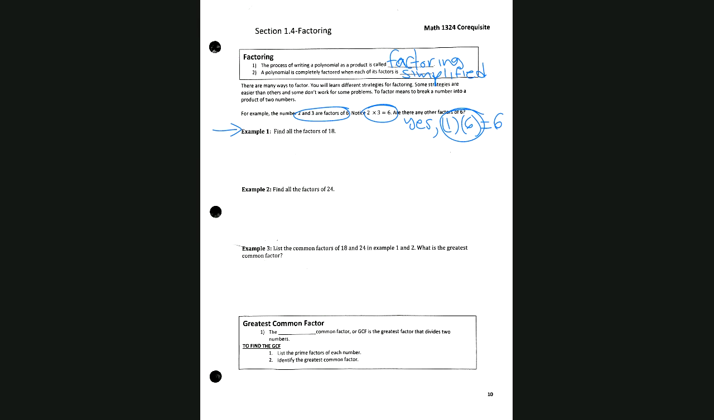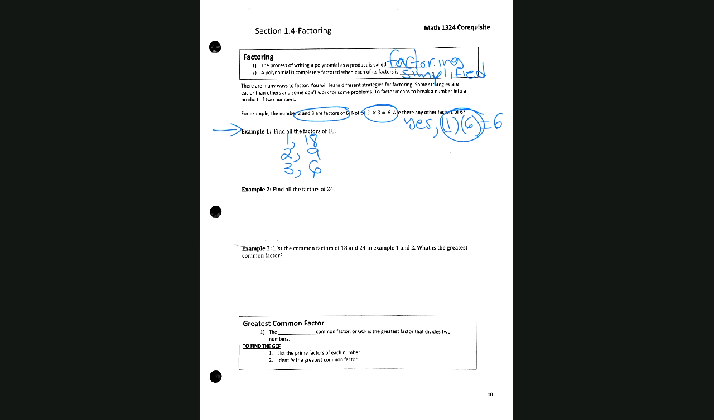So I like to start from the smallest factor, that will be 1. So you multiply 1 times 18, that will give you 18. Also, 18 can be divided by 2, so that tells me that 2 is another factor. 2 multiplied by 9 will also give me 18. Another one will be 3. 3 times 6 is also 18.